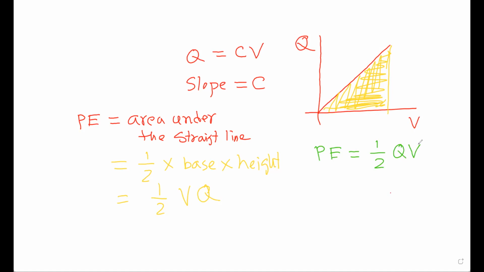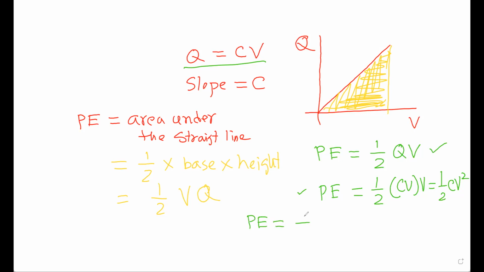Now there are two other equations you can get from this equation. One is this: when you substitute Q equal to CV here, you get half CV squared. So there is another equation. And the third one is this: half QV, but this time you substitute for V instead of Q. So V will be Q over C from this equation, right? If you solve this equation for V, it will be Q over C.